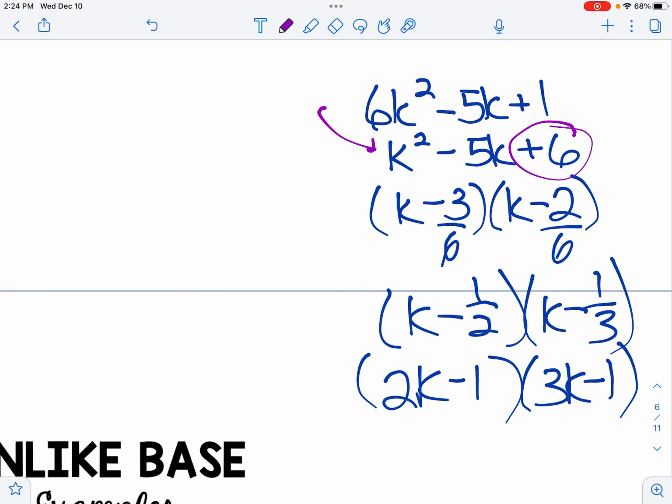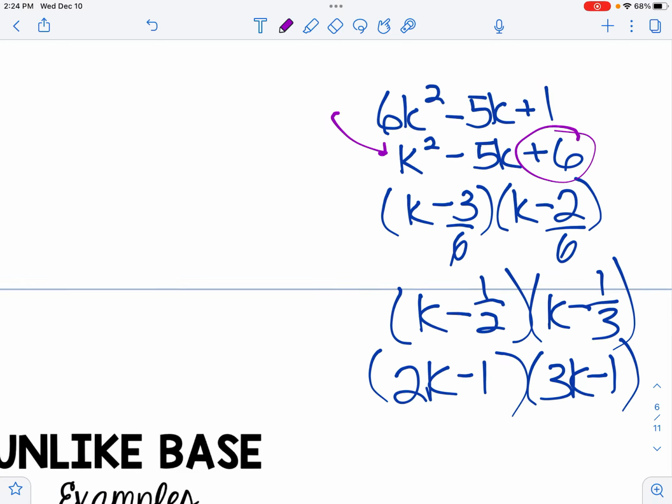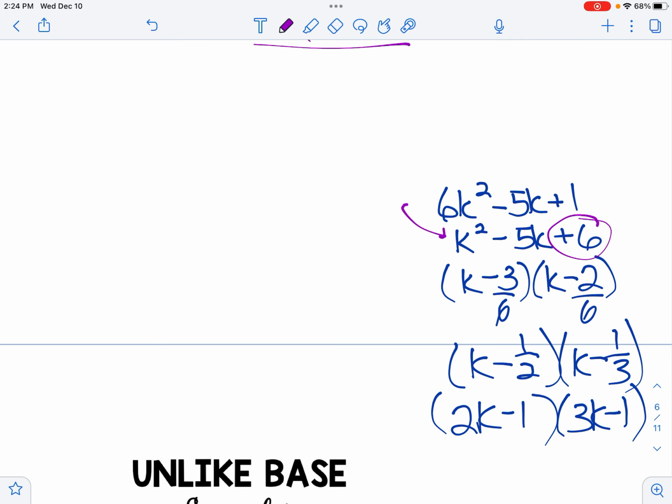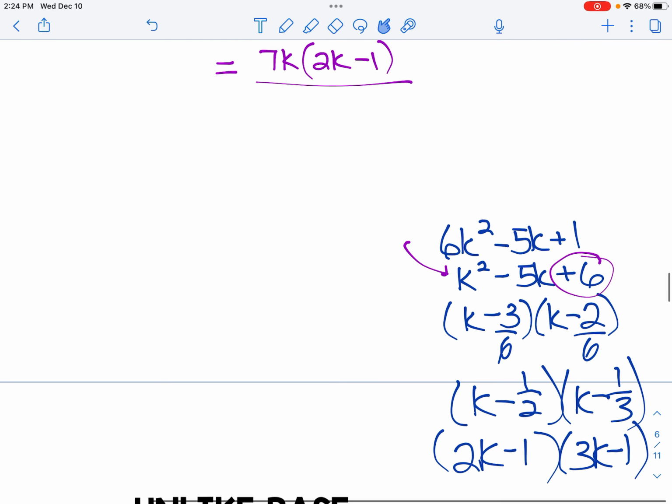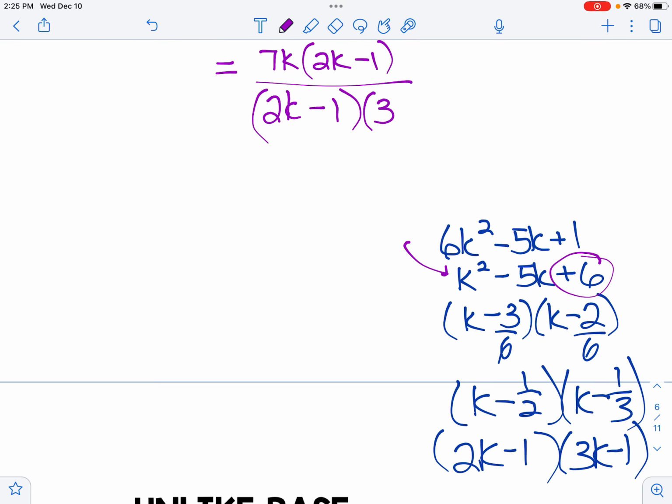And then slide those 2 and 3s in front. So I have 2k minus 1 and 3k minus 1. So I'm going to write that up here. 2k minus 1 and 3k minus 1.